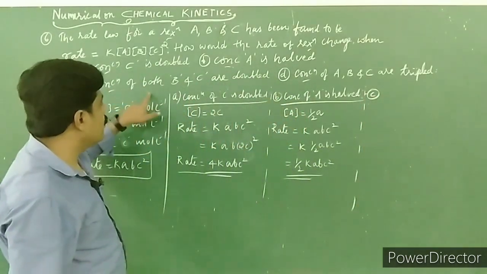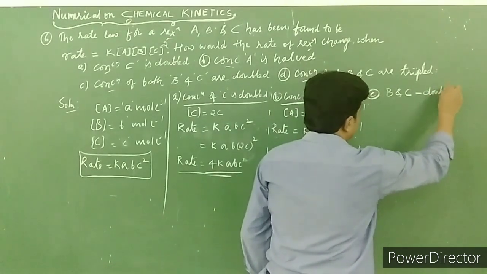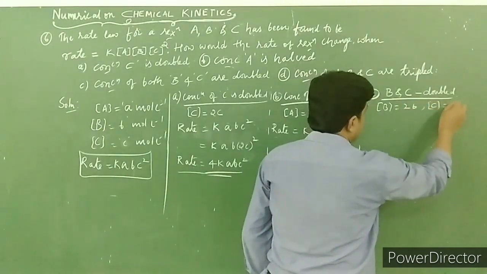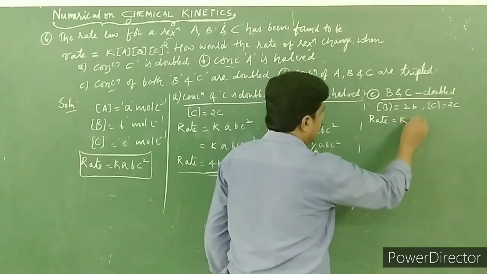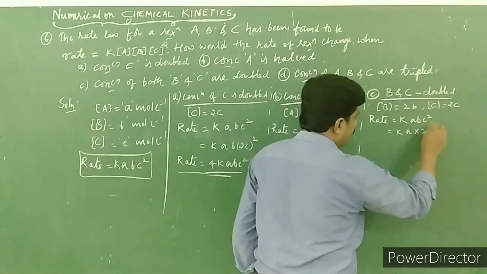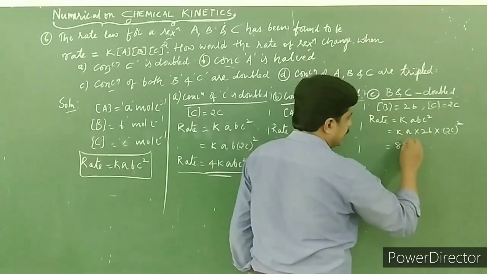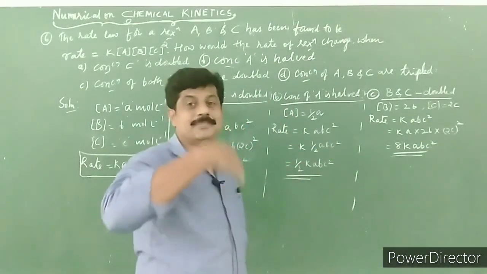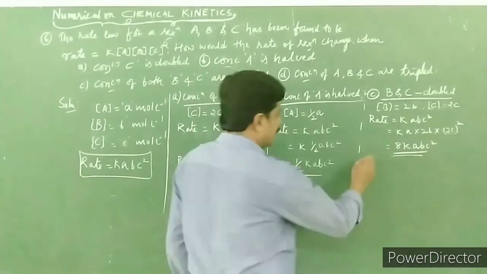Now let me go for the third one, C. Look at here, third one, concentration of both B and C are doubled. So that means concentration of B is equal to 2B and concentration of C is equal to 2C. Now substitute the value here. Now rate is equal to K into A, B, C square. Now look at here, K into A as it is. In place of B, it is equal to 2B. In case of C, it is 2C whole square. Look at here, children, 2 into 4, 8. 8K A, B, C whole square. That means a rate of a reaction is increased by 8 times when both the concentration of B and C are doubled.